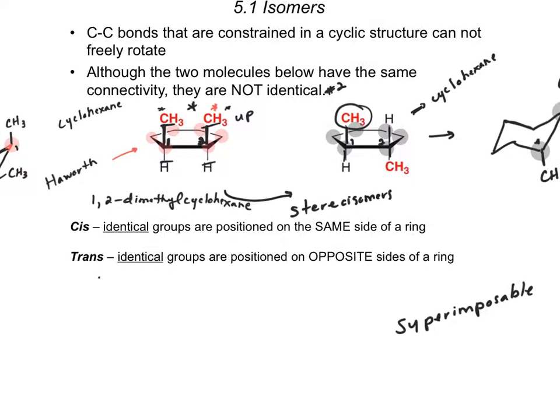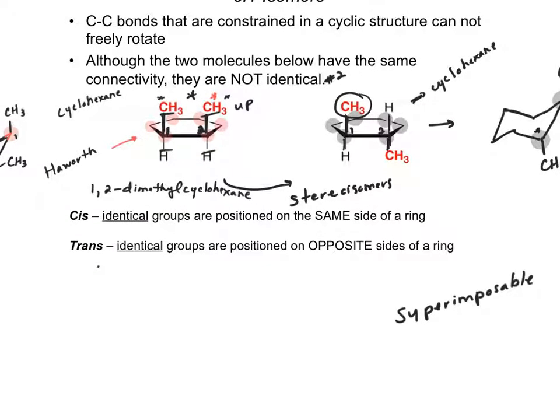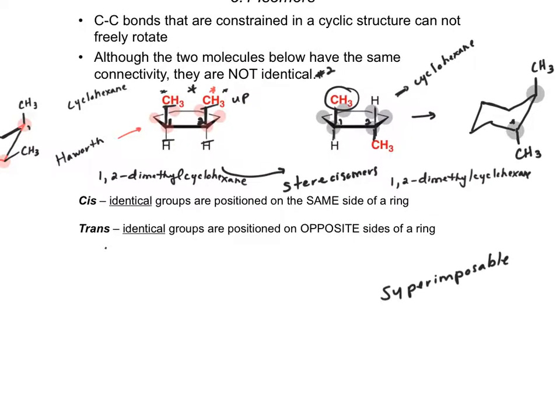What about this guy over here, which is a different compound? It's not the exact same compound. What group do we have coming off the 1 position? We have a methyl, right? What group do we have coming off of the 2 position? We have a methyl, right? So if we name this guy, we would also have 1,2-dimethylcyclohexane, right? Which is an issue because these are not the same compound. They are two different compounds. They have the same connectivity of atoms, but we have to denote which one we actually have, okay?